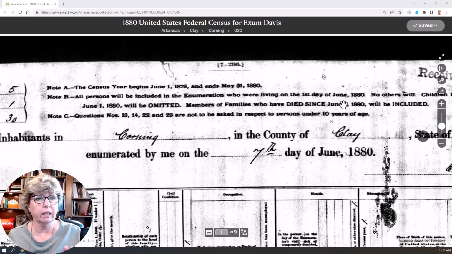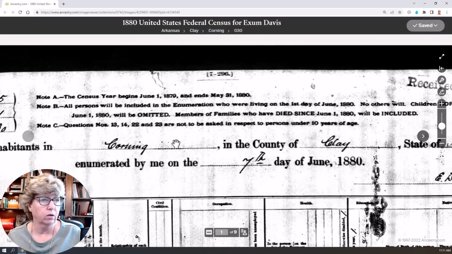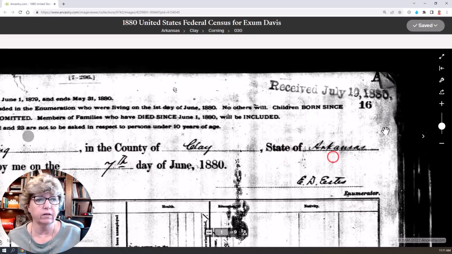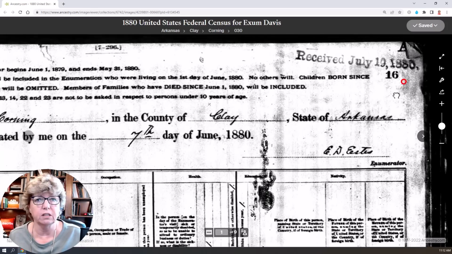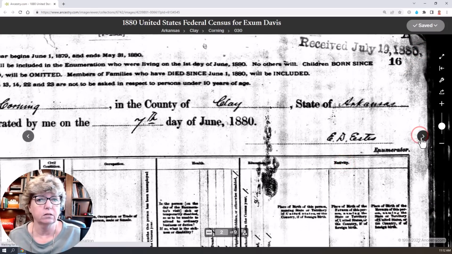Okay, so now we're paying attention to where we are. So we're in the township, or it just says inhabitants. Sometimes it says township or city or whatever, of Corning in the county of Clay in the state of Arkansas. It is page 16. I believe that might be an A up there. In fact, let's go look. Let's go to the next page.